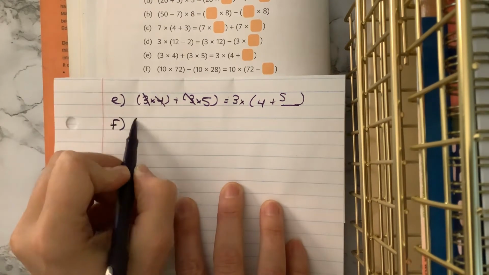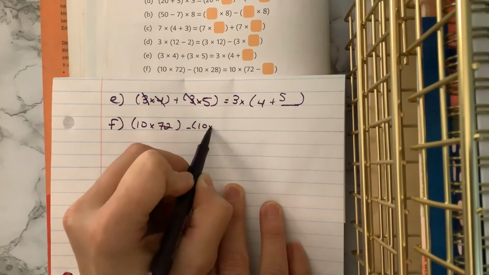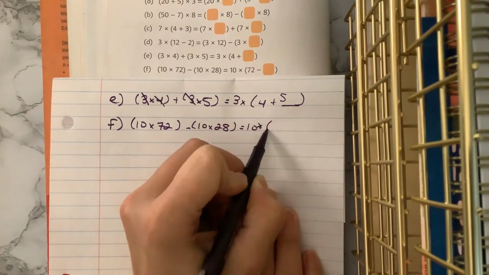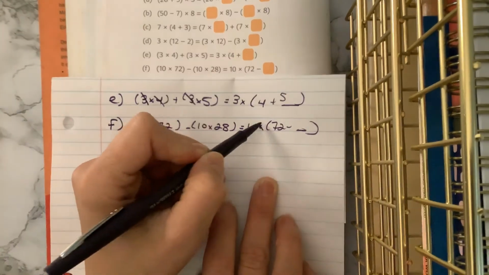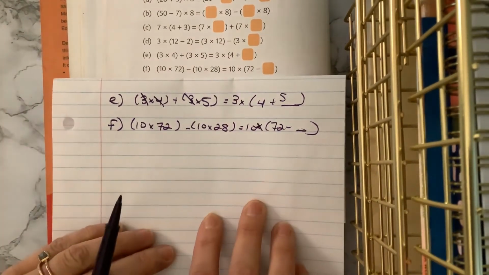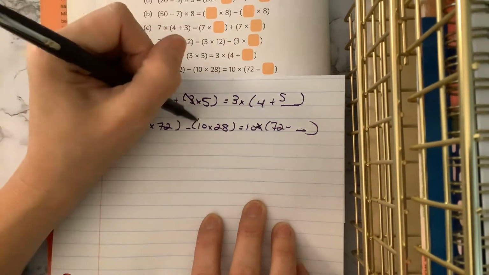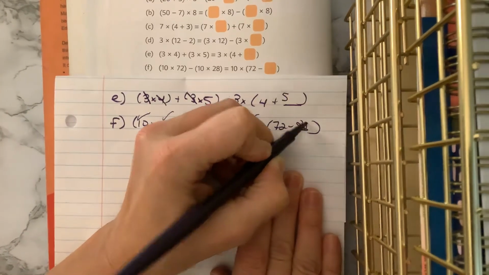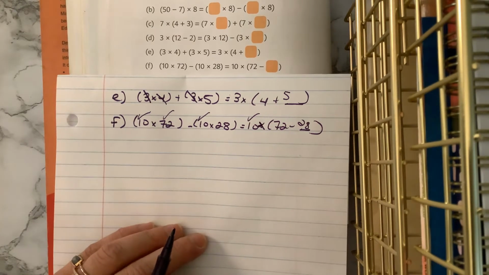Similarly, for F, we're going the opposite direction. So we're seeing that's a multiplication sign. What number is being distributed? It's this 10. So we see it twice and it's already been pulled out, plus our 72. And so we fill in our 28.